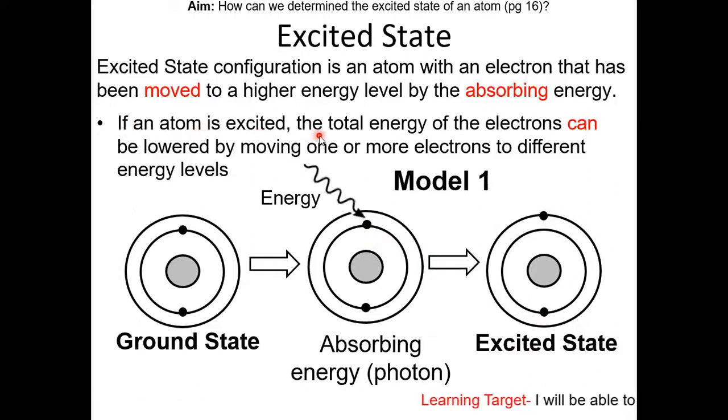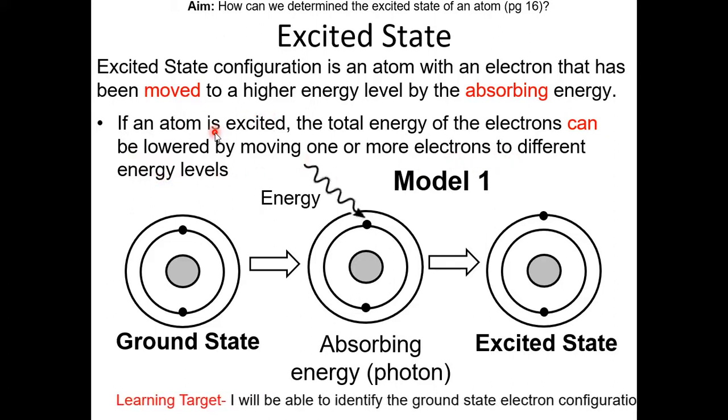If an atom is excited, the total energy of the electrons can be lowered by moving one or more electrons to a different energy level. So what does this mean? It means that in an excited state, you can always lower the energy of that atom, okay? Because it's not the ground state. For example, in this model, if I were to lower the energy, I will move this electron back down.